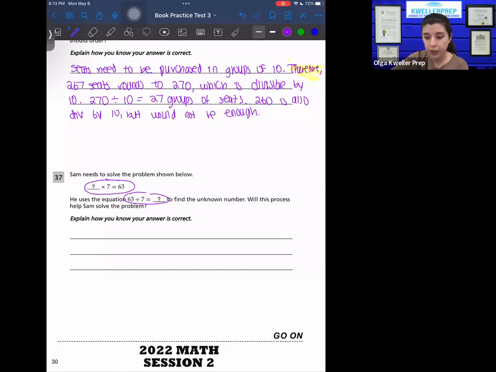Good, excellent, right? So our answer is definitely yes. And then the why is because these are opposite operations. That's a perfect response. Does anybody else have any other ideas of what we could write here?